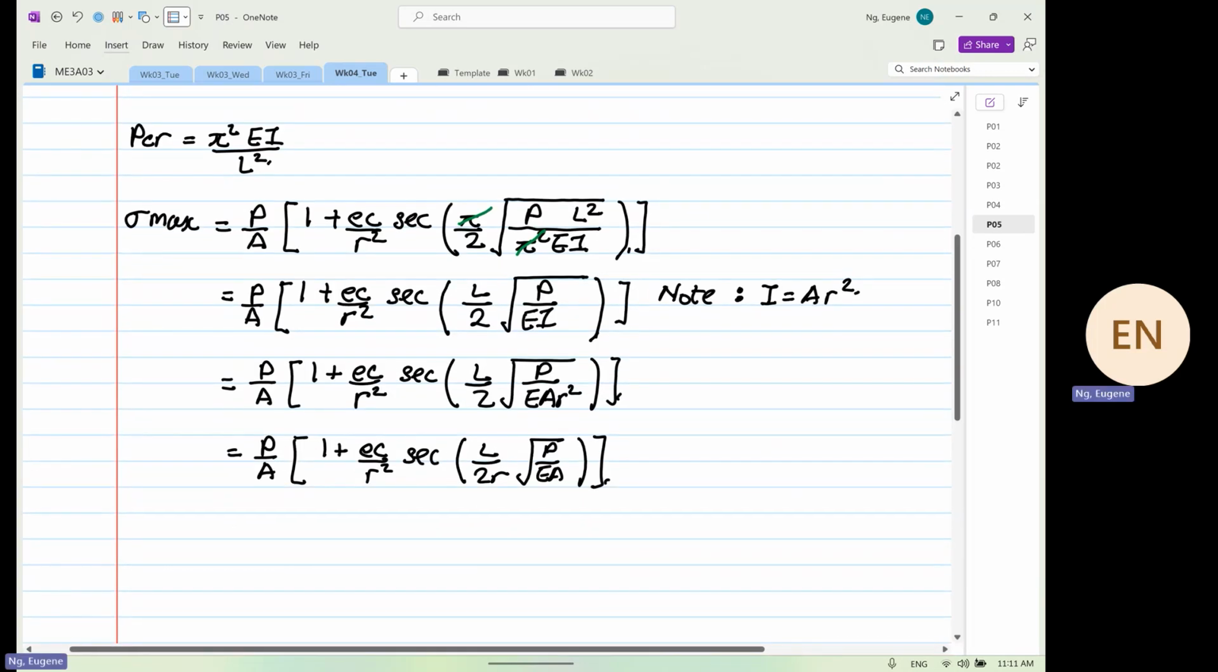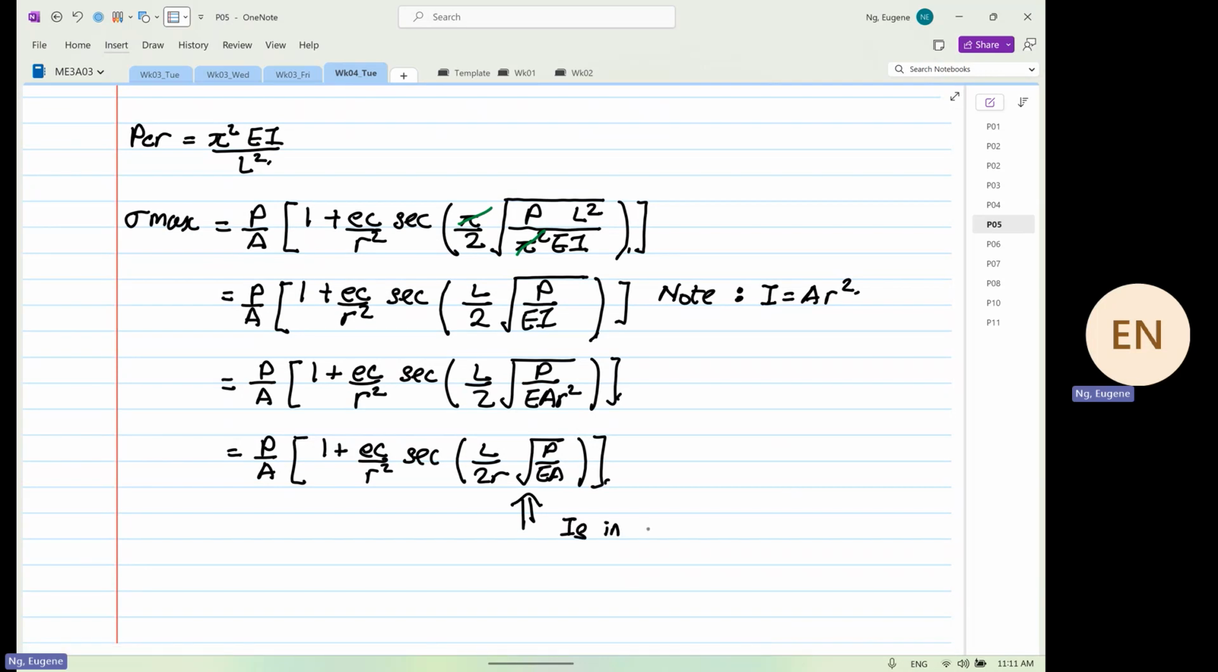Now, a thing to take note is that this term over here is in radians. What does that mean when I write that? Anyone? Yes. Yeah, you need to click the button.